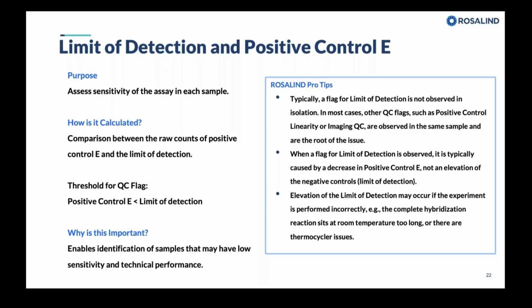When this flag is triggered, typically I see it because the value of positive control E is decreased and falls below the limit of detection. The other scenario would be if the actual limit of detection increased above positive control E and positive control E did not move. I may have seen that once or twice in the past 10 years, but it's much more rare. Typically this happens because there's something wrong with the positive controls and positive control E just drops below your limit of detection. So that's what I've seen most often. You might have different experiences, but I wanted to share that for your consideration. So let's visualize this in the next figure here.